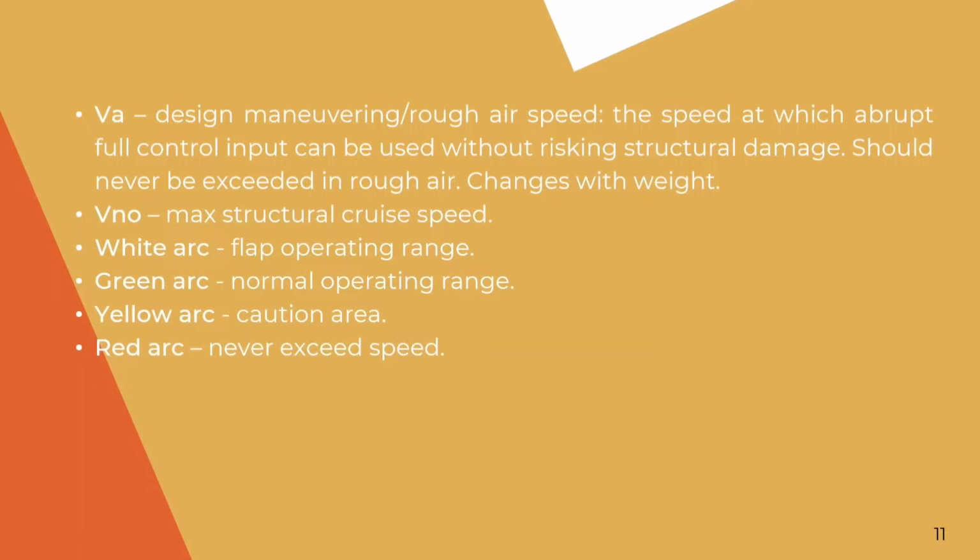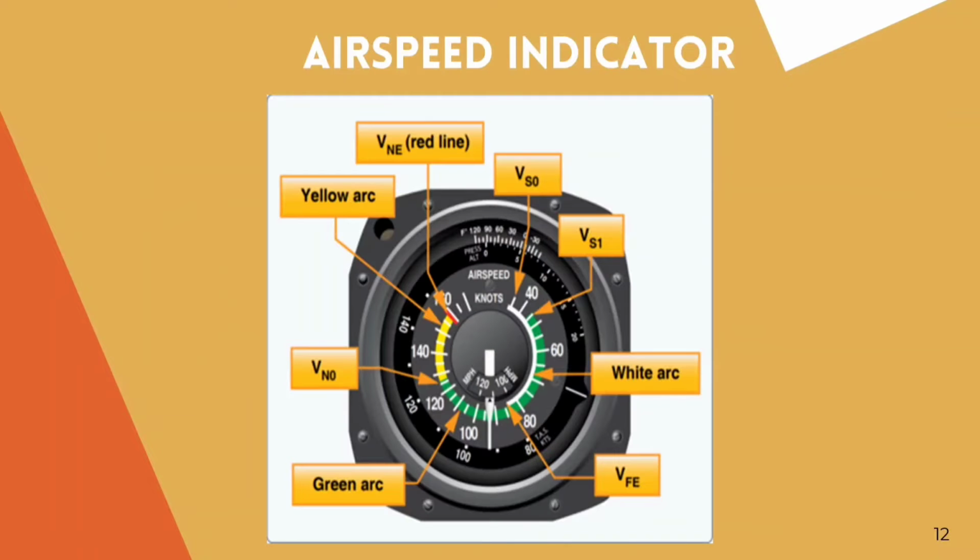VNO, maximum structural cruise speed. White arc, flap operating range. Green arc, normal operating range. Yellow arc, caution area. Red arc, never exceed the speed. Here is a pictorial representation of the airspeed indicator, which shows all the parameters.